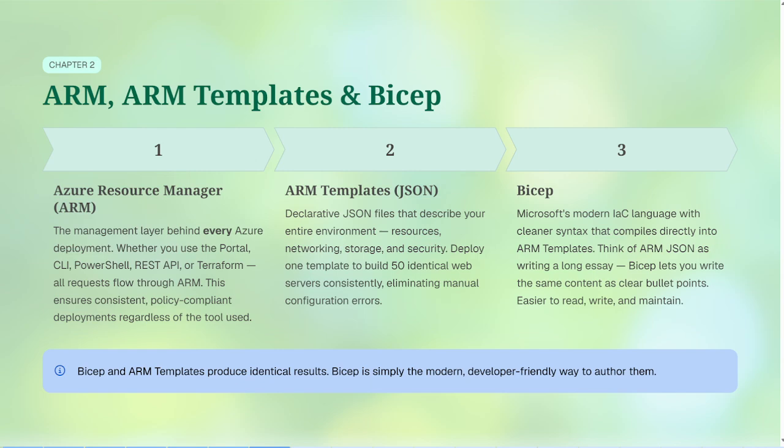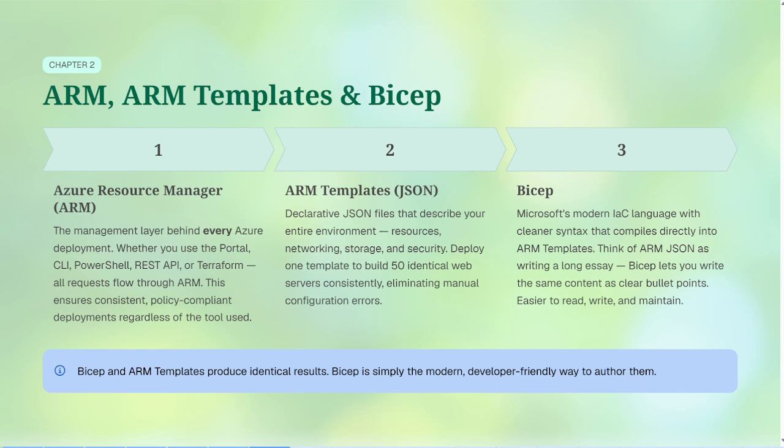ARM templates. An ARM template is a JSON file that describes your Azure infrastructure. Instead of manually creating resources one by one, you define everything in a template. The template can include virtual machines, virtual networks, storage accounts, databases, security settings, and dependencies. Because it's declarative, you describe the desired end state and Azure figures out how to create it.